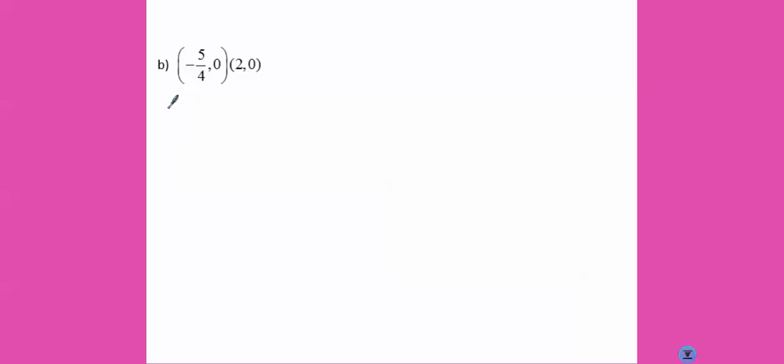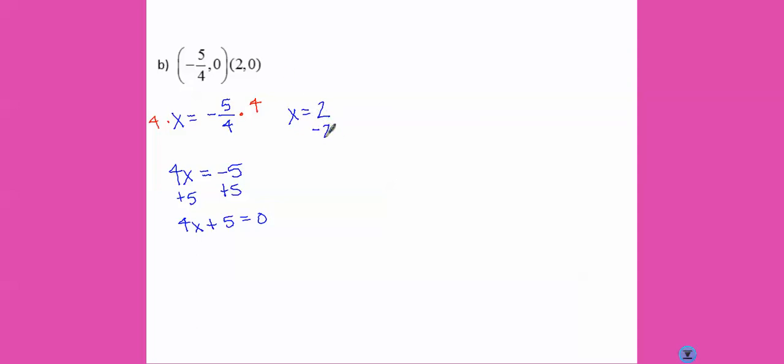All right, let's try it again. We get another fraction one. x equals negative 5 over 4, and x equals 2. So we're going to multiply both sides by 4 to get rid of our fraction. Well, 4x equals negative 5. Add the 5 on both sides. 4x plus 5 equals 0. And this one, subtract 2. x minus 2 equals 0.